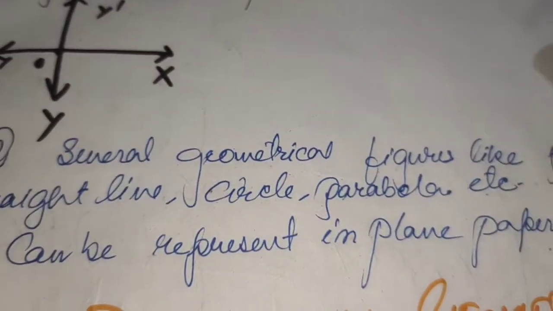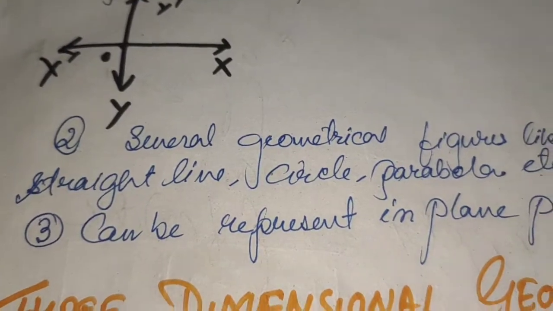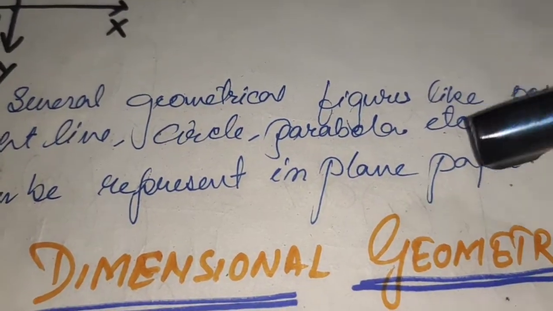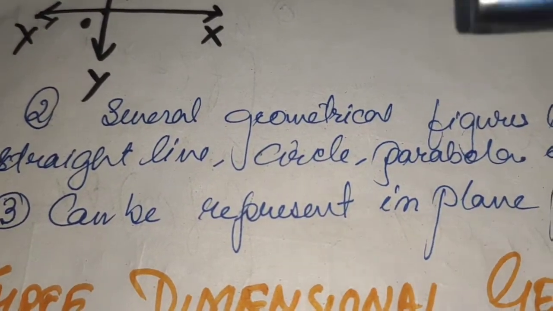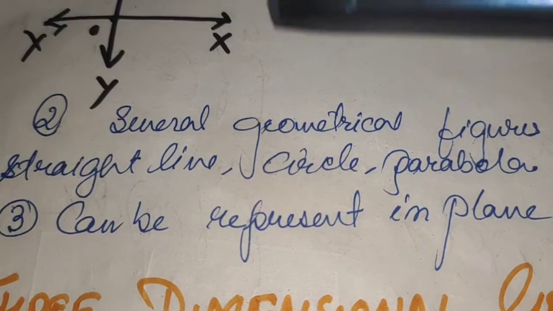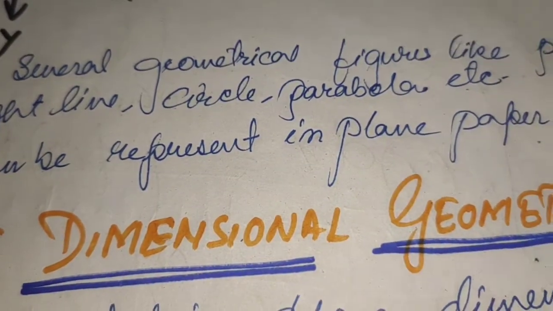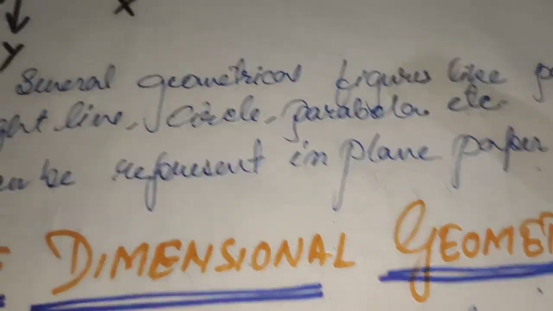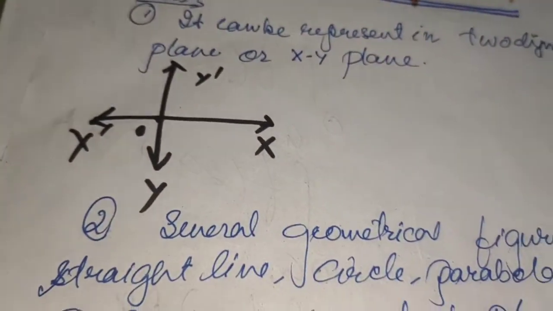Point 2. Several geometrical figures like point, straight line, circle, parabola, ellipse, triangle, quadrilateral, all can be shown or drawn in the 2-dimensional plane. It can be represented in the plain paper. So 2-dimensional figures you can draw or represent on a plain paper.